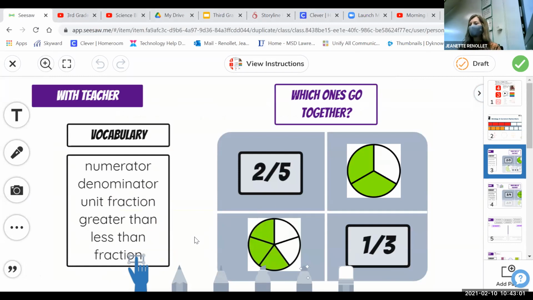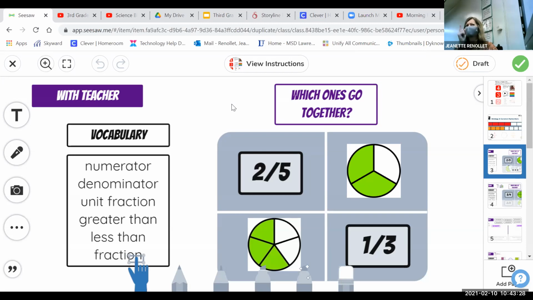Slide number 3, we're going to warm up our math vocabulary. Here we go. I see 4 fractions. 2 of them are written as a fraction. 2 of them are represented with a model. And we have a question that's kind of like a riddle. It says, which ones go together?